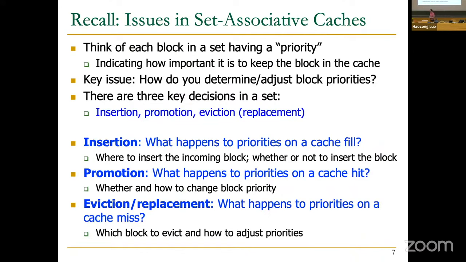Yesterday, we talked a lot about issues in set-associative caches, especially decisions that we make for insertion, promotion, and eviction replacement. I will not go over these again.